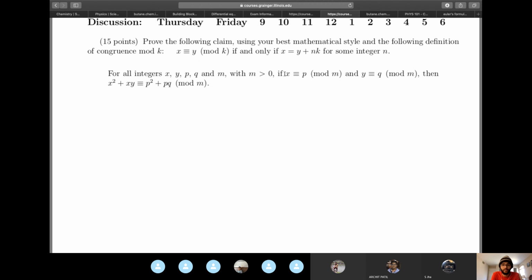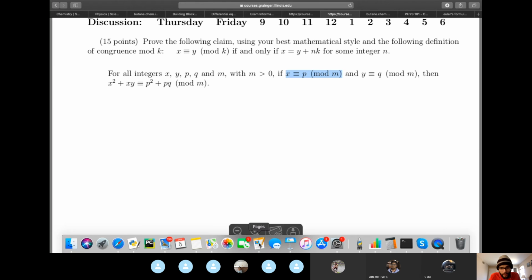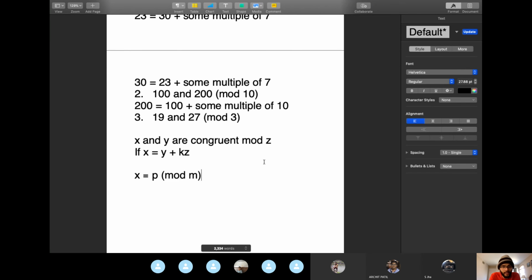So what have they given us? They've said that x is congruent to p mod m. So this is the first thing that they have given. It's important to note down the simple things that have been stated in the problem so that we can write that again in a more understandable language. So x is congruent to p mod m means that x is equal to p plus what? k times m.